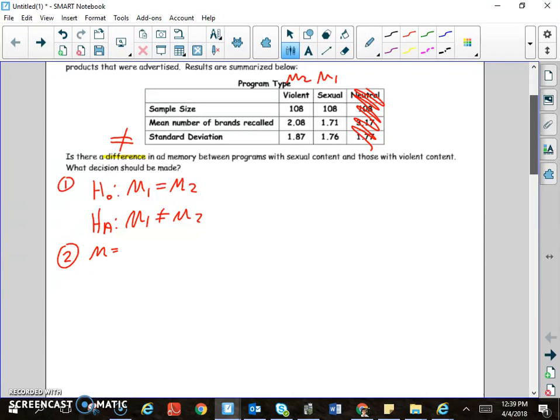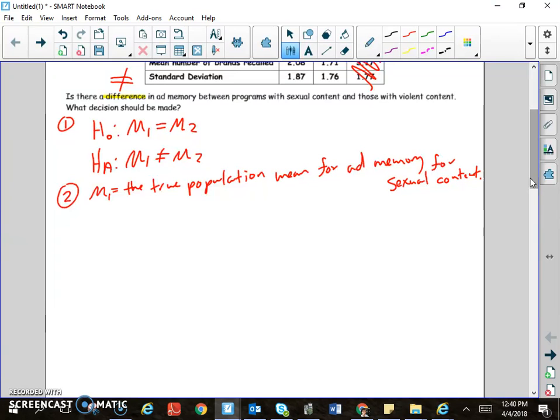First one, we can do M1. It's going to be the true population mean for ad memory, which is pretty much what we're trying to figure out. In this case, we labeled M1 as the sexual content. So for sexual content, that would be M1.